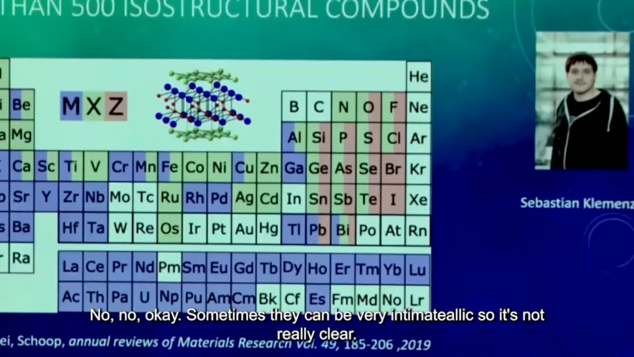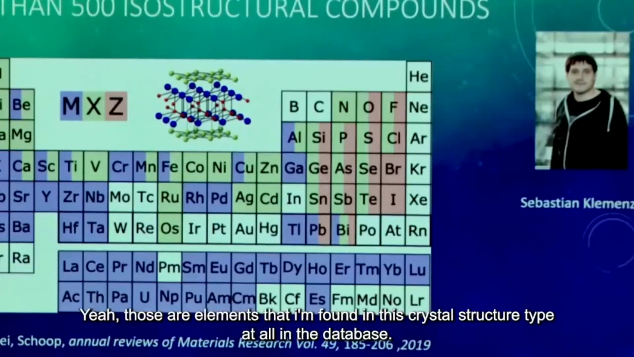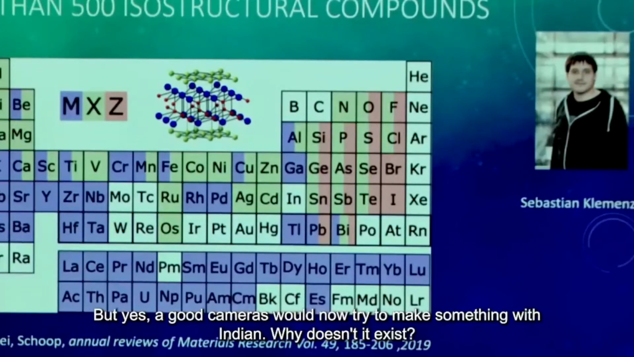Sometimes they can be very intermetallic, so it's not really clear if the blue or red one is a donor or an acceptor, and then you cannot really assign the electrons to the green atoms as you wish. Yes? And why are there so many white elements? Oh, yeah. Good point. Those are elements that aren't found in this crystal structure type at all in the database. But yes, a good chemist would now try to make something with indium, for example. Like, why doesn't it exist?